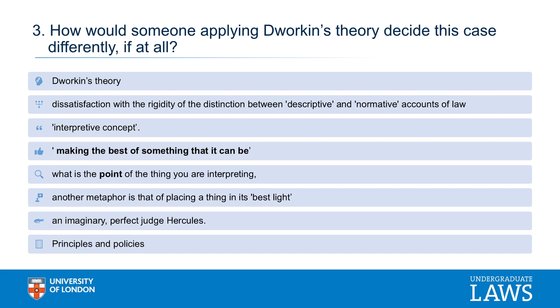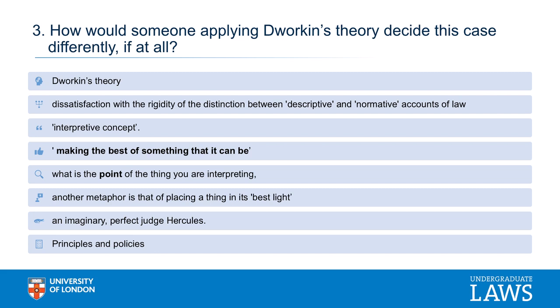But another metaphor is that of placing a thing in its best light. We assume that the thing has some point, and we examine it as thoroughly as we can to see what is the most sensible way of viewing it. Is it sensible to view a man as a mother? Further, Dworkin creates an imaginary, perfect judge, Hercules. The key to what Hercules does is in the following idea, and this is a quotation.